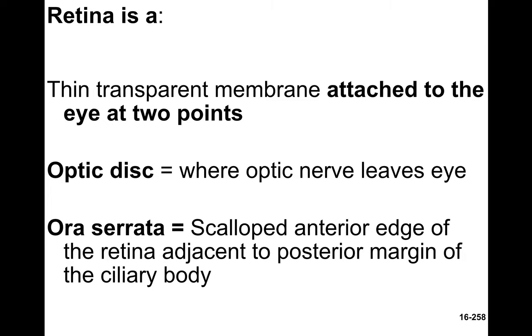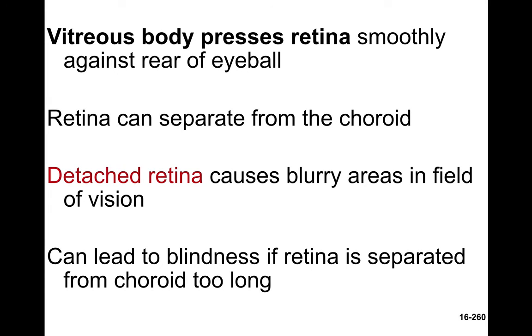So think about serrata, serrated, and scalloped, adjacent to the posterior margin of the ciliary body. Make sure you look in your book to find these two pieces. The vitreous body presses the retina smoothly against the rear of the eyeball, but if the retina does separate from the choroid, it will cause blurry areas in your field of vision, and if it's separated for too long, it can lead to blindness.